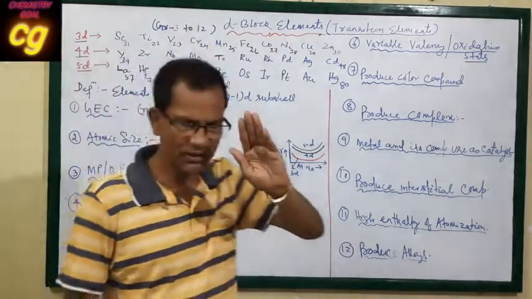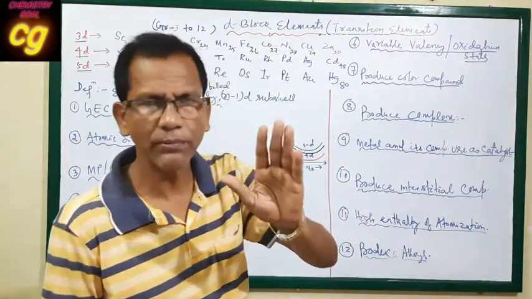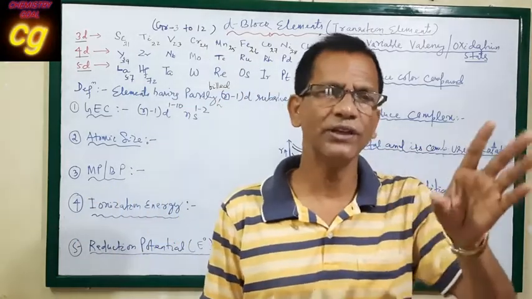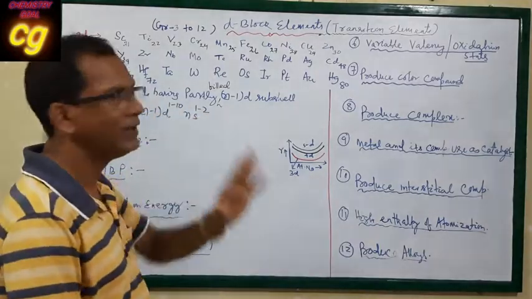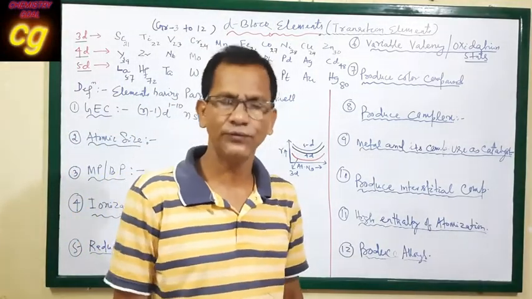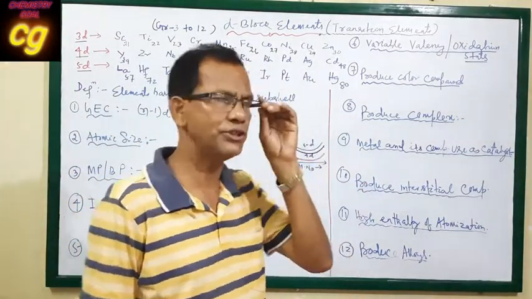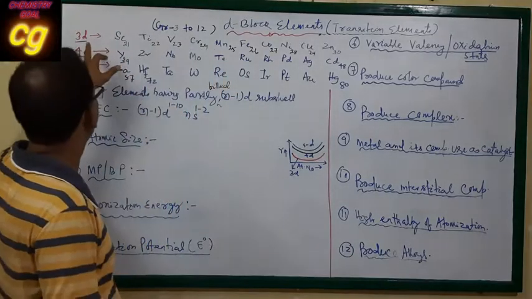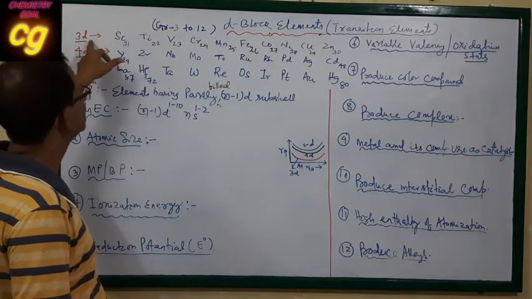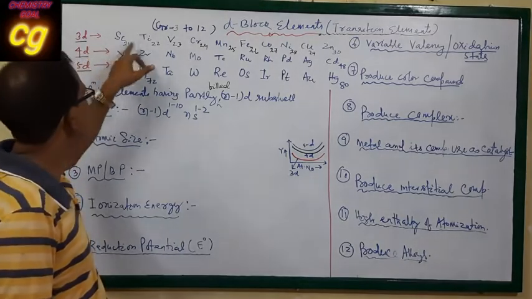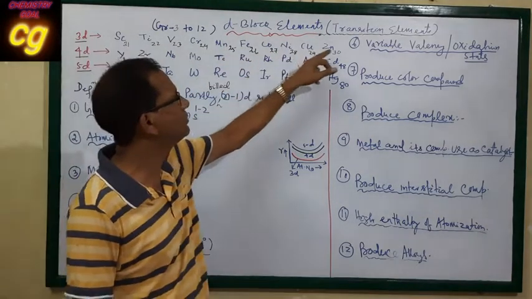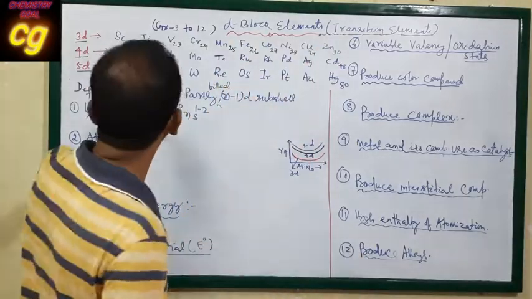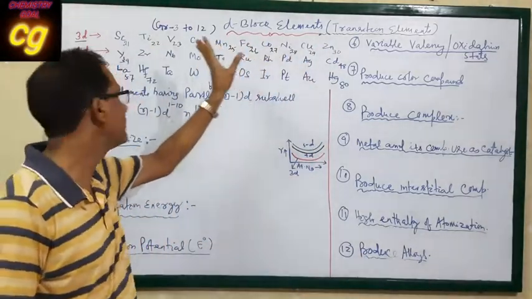And generally the transition elements, if you see the modern table, the whole transition elements are divided into four series. These are called four transition series. What are these? First series is called 3D series. These are scandium, titanium, vanadium, chromium, manganese, iron, cobalt, nickel, copper, zinc, 10 elements. This is called the first series, a very important series.